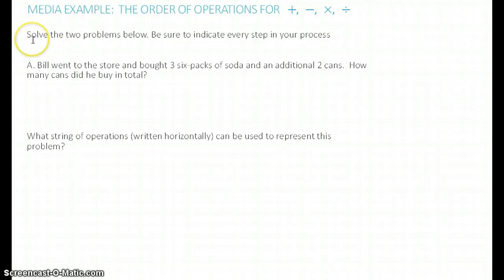Let's read the directions. Solve the two problems below. Be sure to indicate every step in your process. So Bill went to the store and bought 3 6-packs of soda and an additional 2 cans. So that's our given, and our goal is to find how many cans he bought in total.